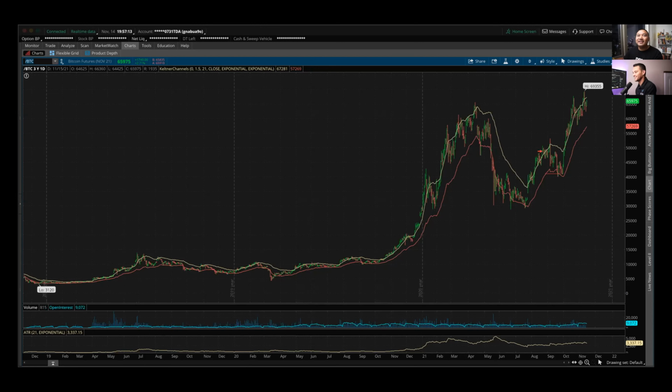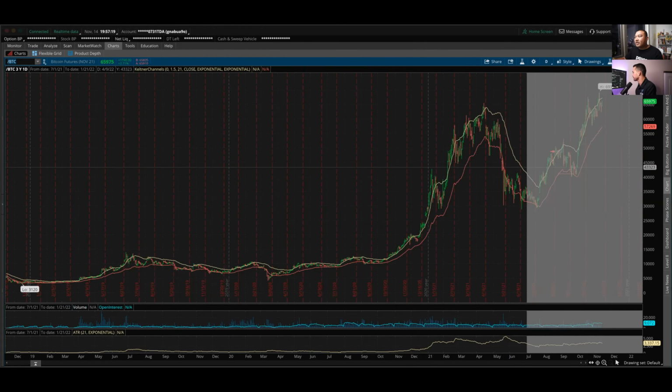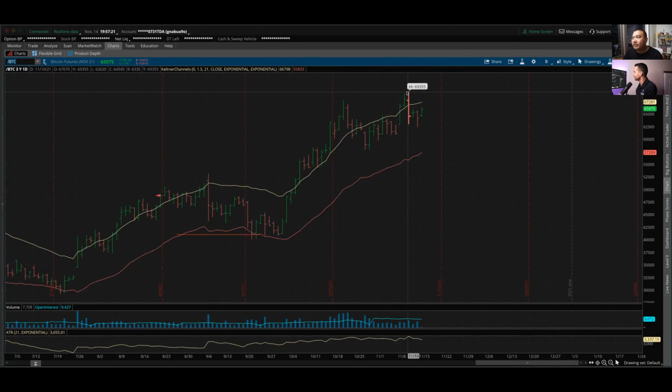We got the Bitcoin chart, daily chart right here. We peaked at 69,355. We had a swing low at 62,000, so $7,000 down. Looks like we have a strong move going up again, so the bulls might be, or should be, taking back momentum.